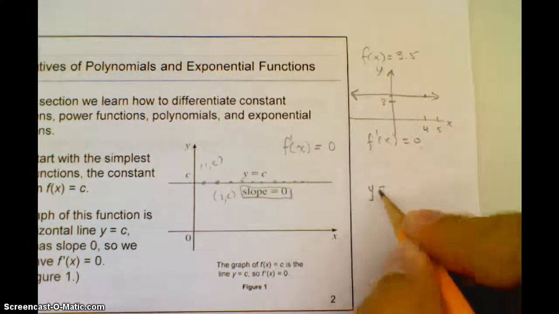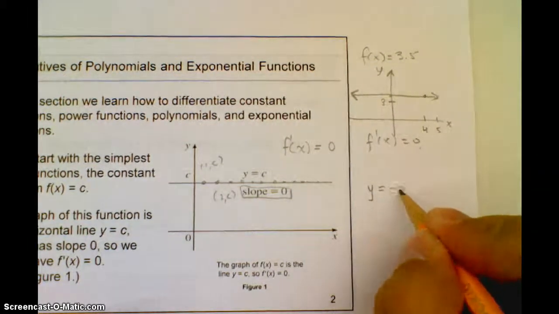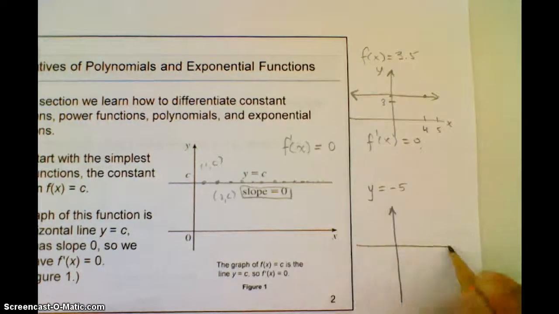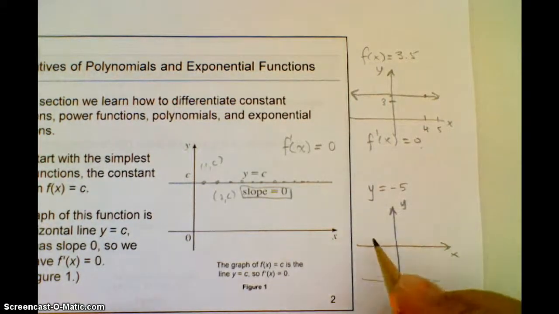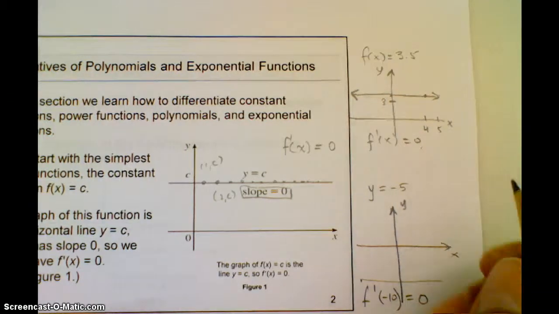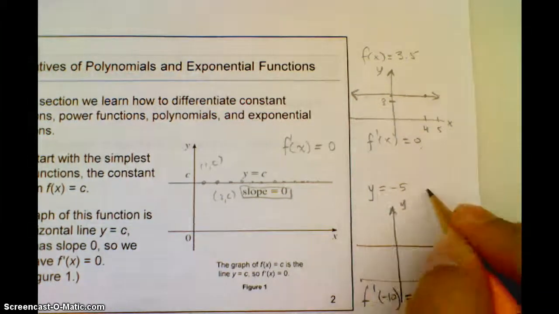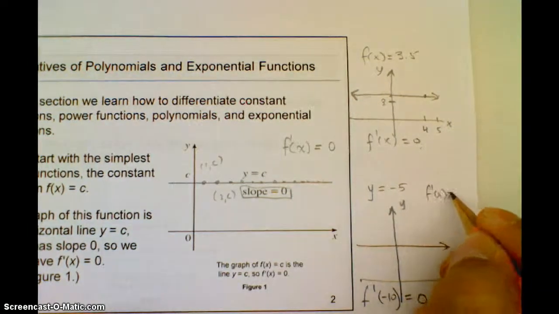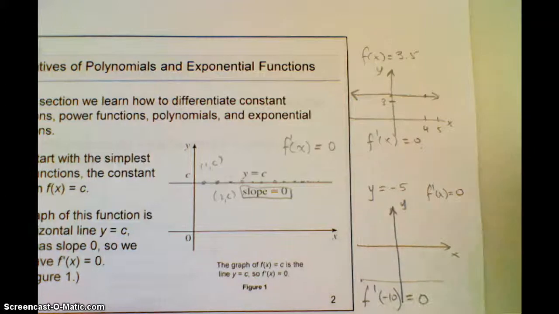If I'm talking about the function y equals -5, that would be a function that looks like this. So what is f prime of -10? Well, -10 is over here, the point is over here, the tangent line again is itself, so that still will be 0. Okay, so if this is the function, f prime of x, no matter what the x is, is 0.